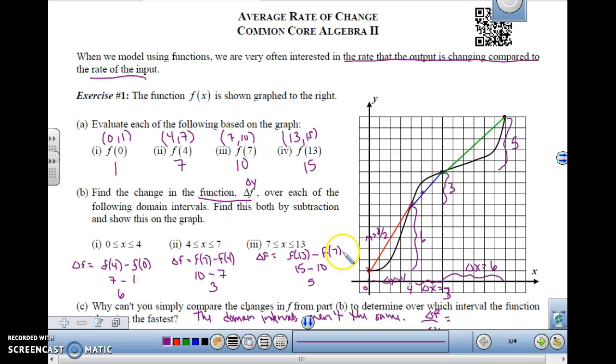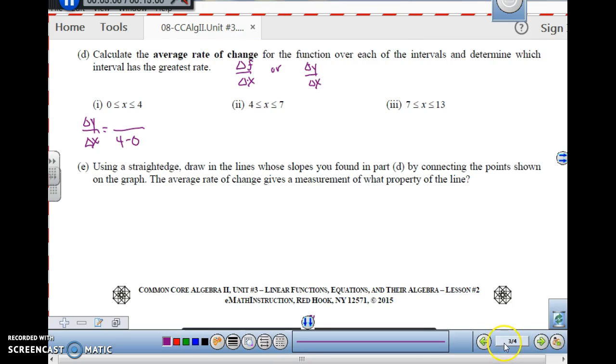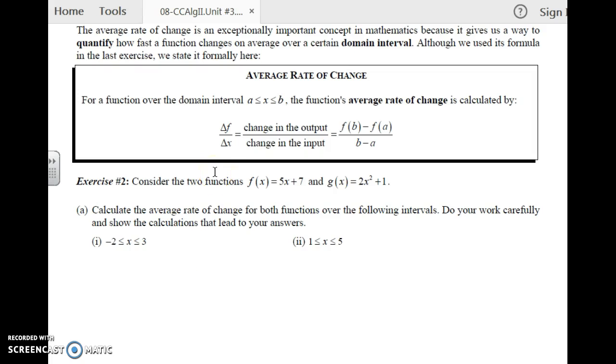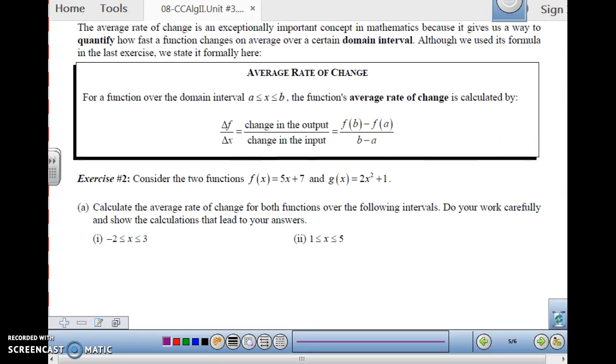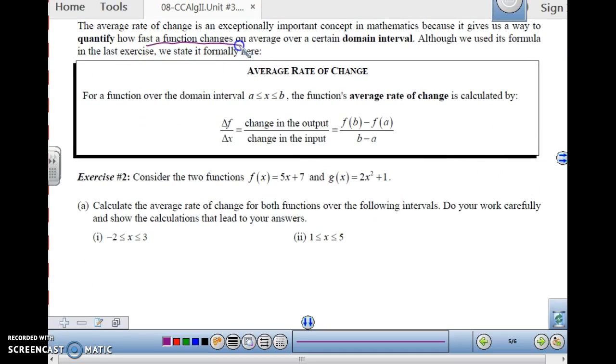So when we draw on the slopes, the average rate of change gives a measurement of slope, and the slope is the measurement of the steepness of the line. So by connecting the points, the average rate of change is a measurement of the steepness of the line. So how fast does it rise? That's what average rate of change measures. Average rate of change is a really important concept in mathematics because it quantifies how fast a function changes on average over a domain interval. So how fast does it change?